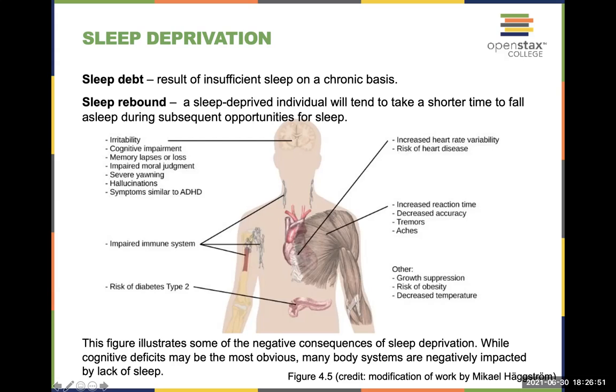Some other issues would be impaired moral judgment. People can actually experience hallucinations. You can experience symptoms that may resemble or mimic ADHD, attention deficit and hyperactivity. Sleep can also impact your immune system. It can lower your immune response and increases your risk for diabetes. There's increased heart rate variability. Your muscle memory will suffer. You'll have increased reaction time, so it's going to take you longer to react to something. If you're driving a car and you're sleep deprived, your reaction time is going to be longer, which may cause you to have a fender bender.